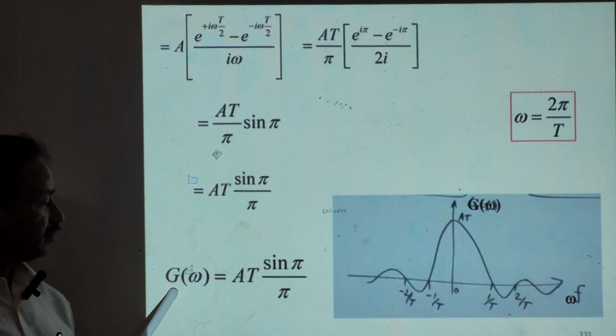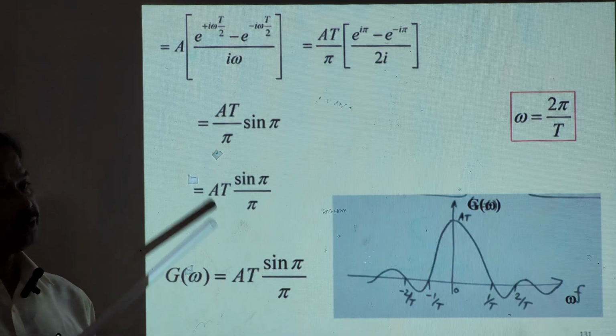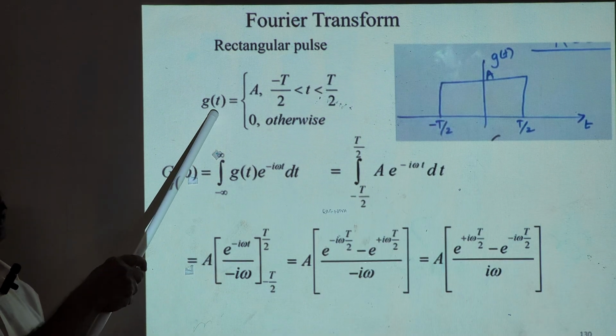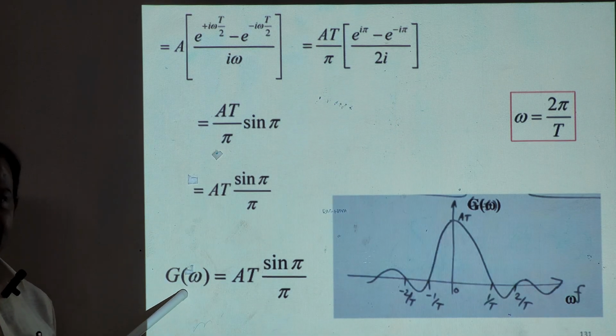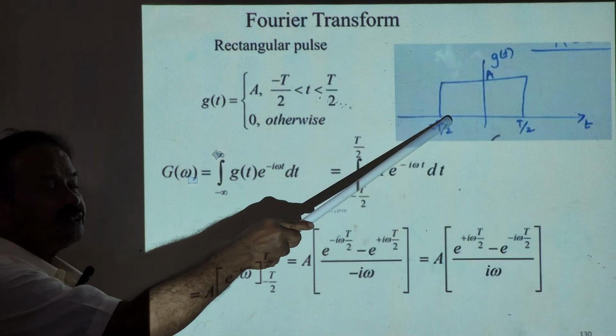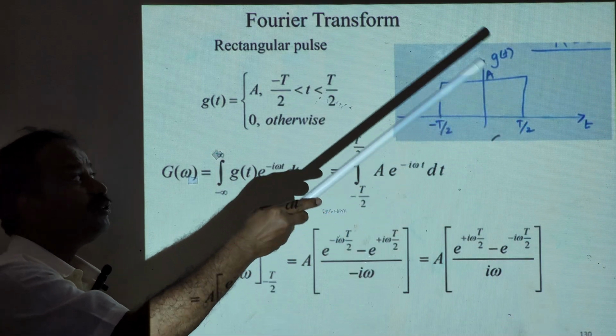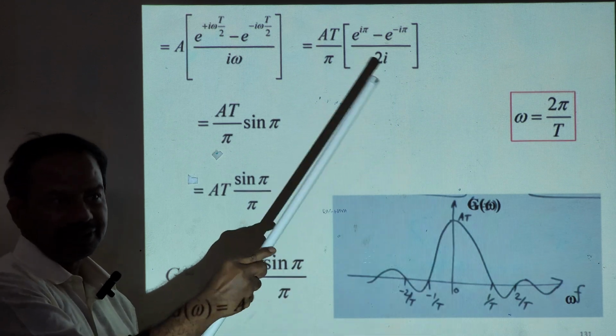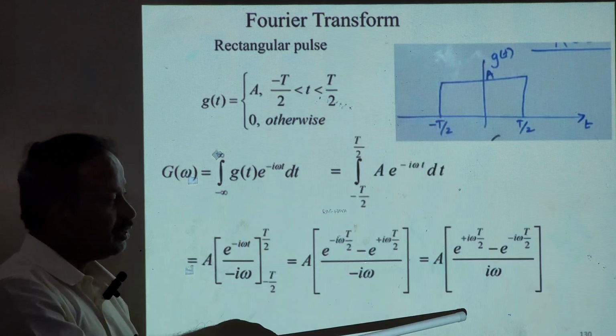This is where the Fourier integral, Fourier transform from time domain to frequency domain comes in. So we started with the time domain, and we ended with the frequency domain, g of omega, which is nothing but AT sin pi by pi. We started with a rectangular pulse. The Fourier transform of a rectangular pulse is nothing but a sine. See, the Fourier transform of this one will be this.